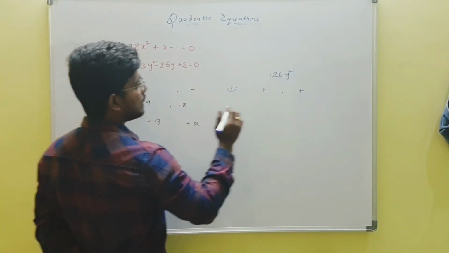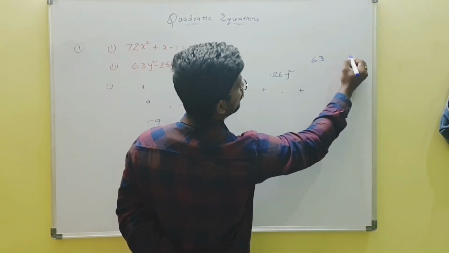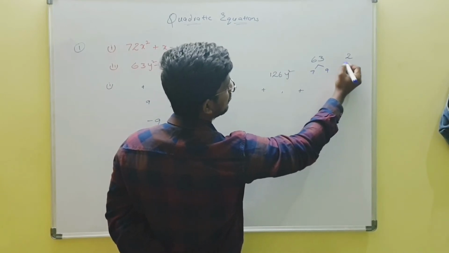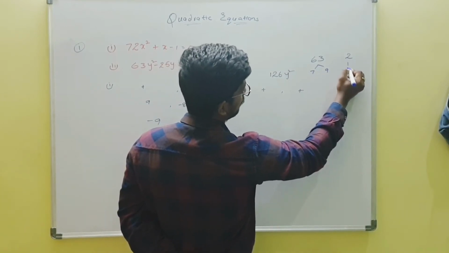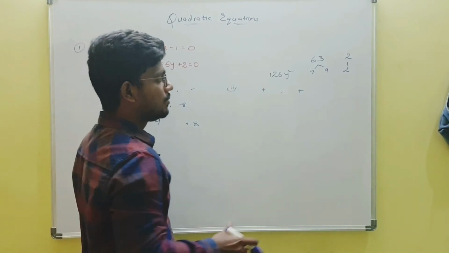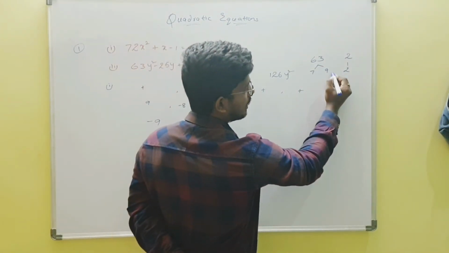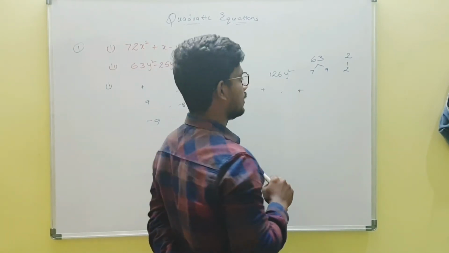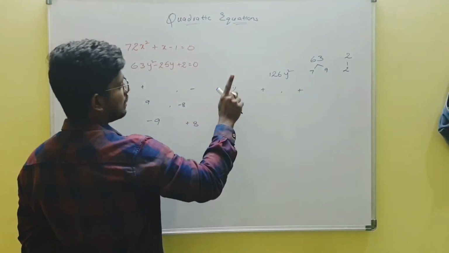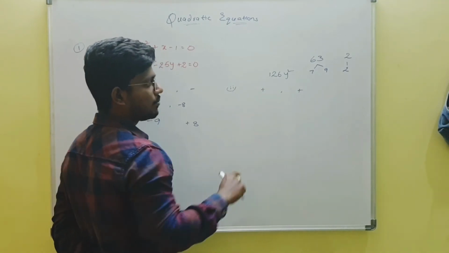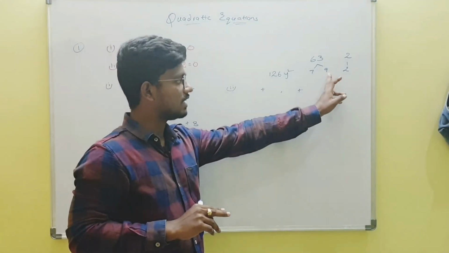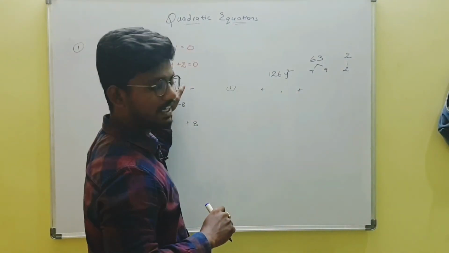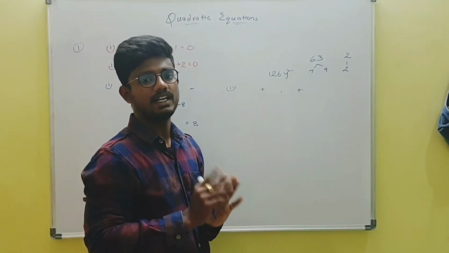But without multiplying 63 and 2, I will take 63 as 7 and 9, and 2 as 2. We cannot divide 2. By simply seeing, 9 into 2 is 18, and 18 plus 7 is equal to 25. So I will take the roots minus 18 and minus 7, because 18 plus 7 is 25, but I have to get minus 25.